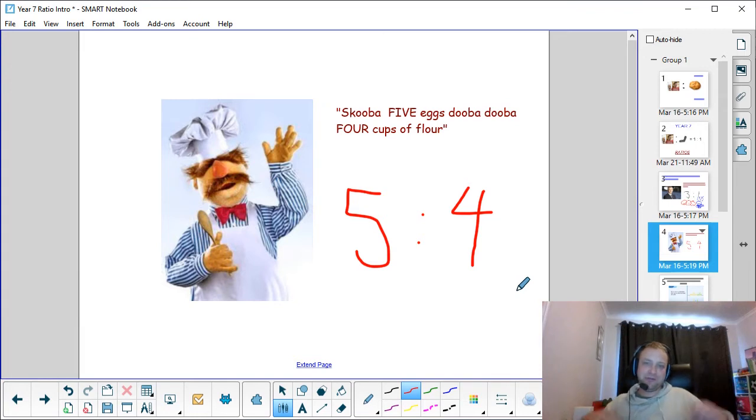But basically, the more flour I put in, the more eggs I've got to put in, right? The more eggs I've got to put in, the more flour I've got to put in, but I've got to keep it in that ratio, right? It's not exact. There's not 1 egg for every cup of flour. There's more eggs than there are cups of flour. It's a ratio, right? And we can use that to be excellent expert chefs, just like this Swedish chef here.